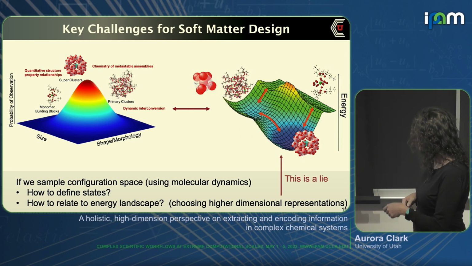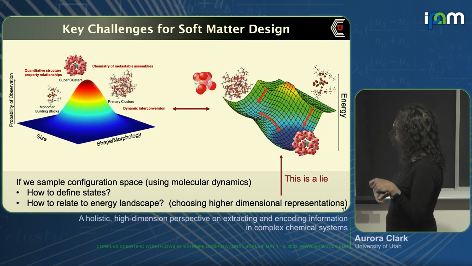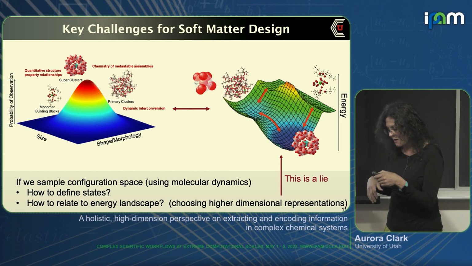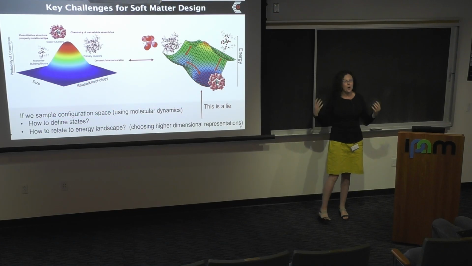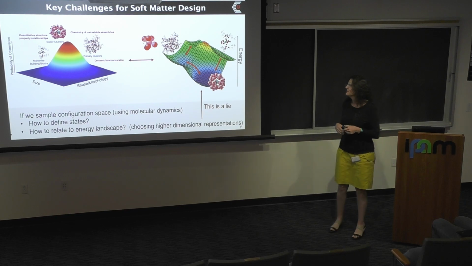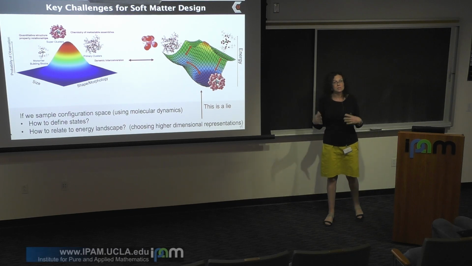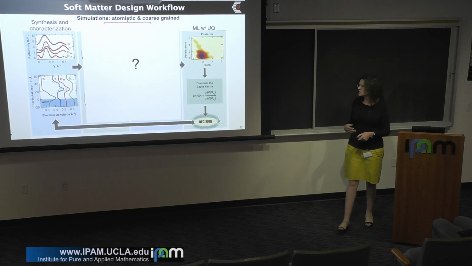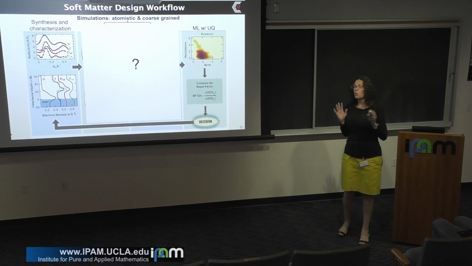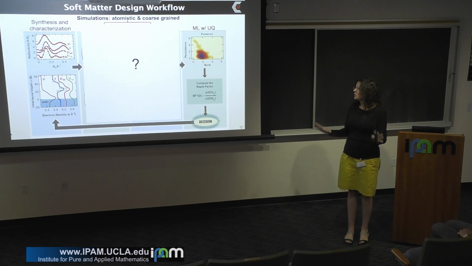And so this notion that the energy landscape is a nice, simple, low-dimensional space is a lie. We need to figure out ways to encode higher dimensional features of the energy landscape that allow us to map well the energy, shape and topology of the landscape between very complex transformations between these really complicated states.